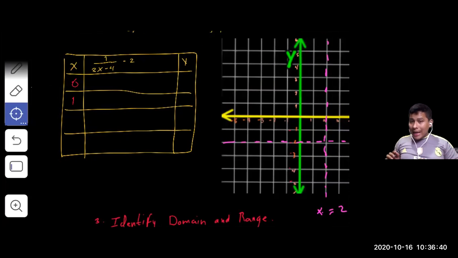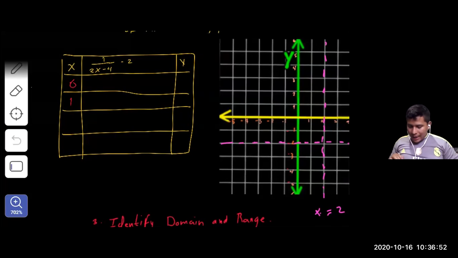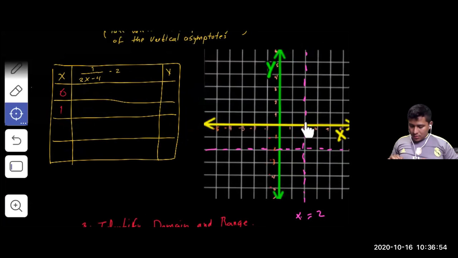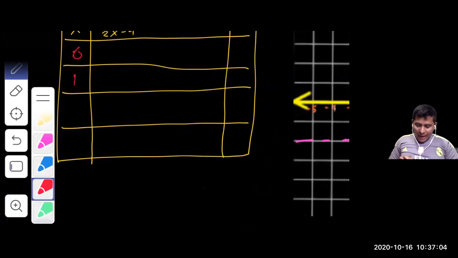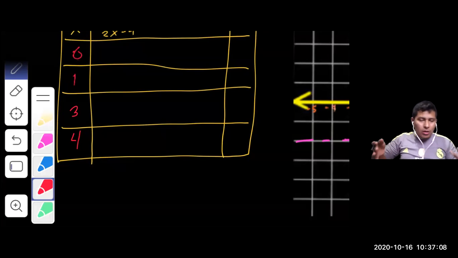Now guys, keep in mind that we don't need to take the horizontal asymptote, because that value is not going to be part of the function, or the domain. Now, can someone tell me 2 values to the right of this vertical asymptote? This is 2. I'm going to take 3 and 4. I repeat, guys, we don't include that vertical asymptote because it's not going to be part of the solution.